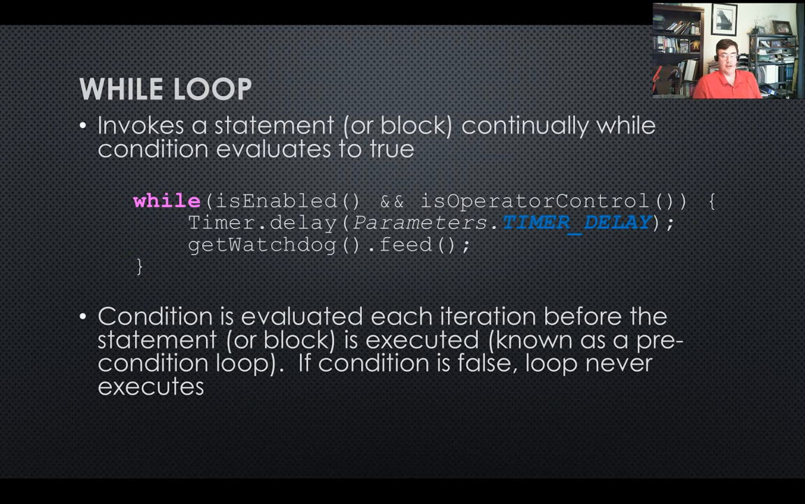We call this a precondition loop because we evaluate the conditions pre, or before, we invoke the body of the loop. So if either one of these returns false the first time we reach this while statement, we will never invoke the body of the loop at all. It'll never enter the loop body at all.